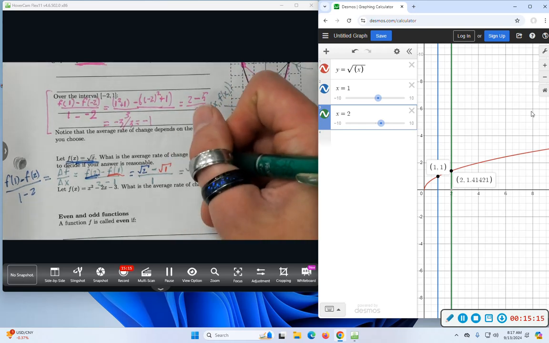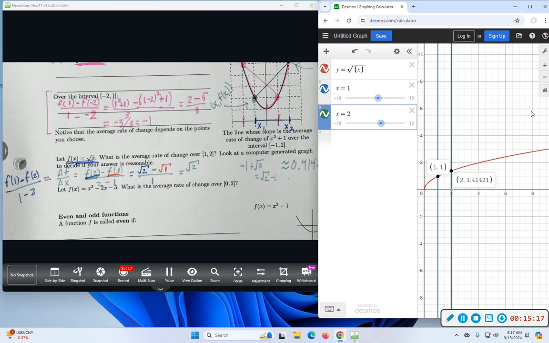Plus, it's easier to write square root of 2 than it is to write 1.7707 or whatever it is. Yeah, whatever. Did I say the thing for the square root of 3? Doesn't matter.